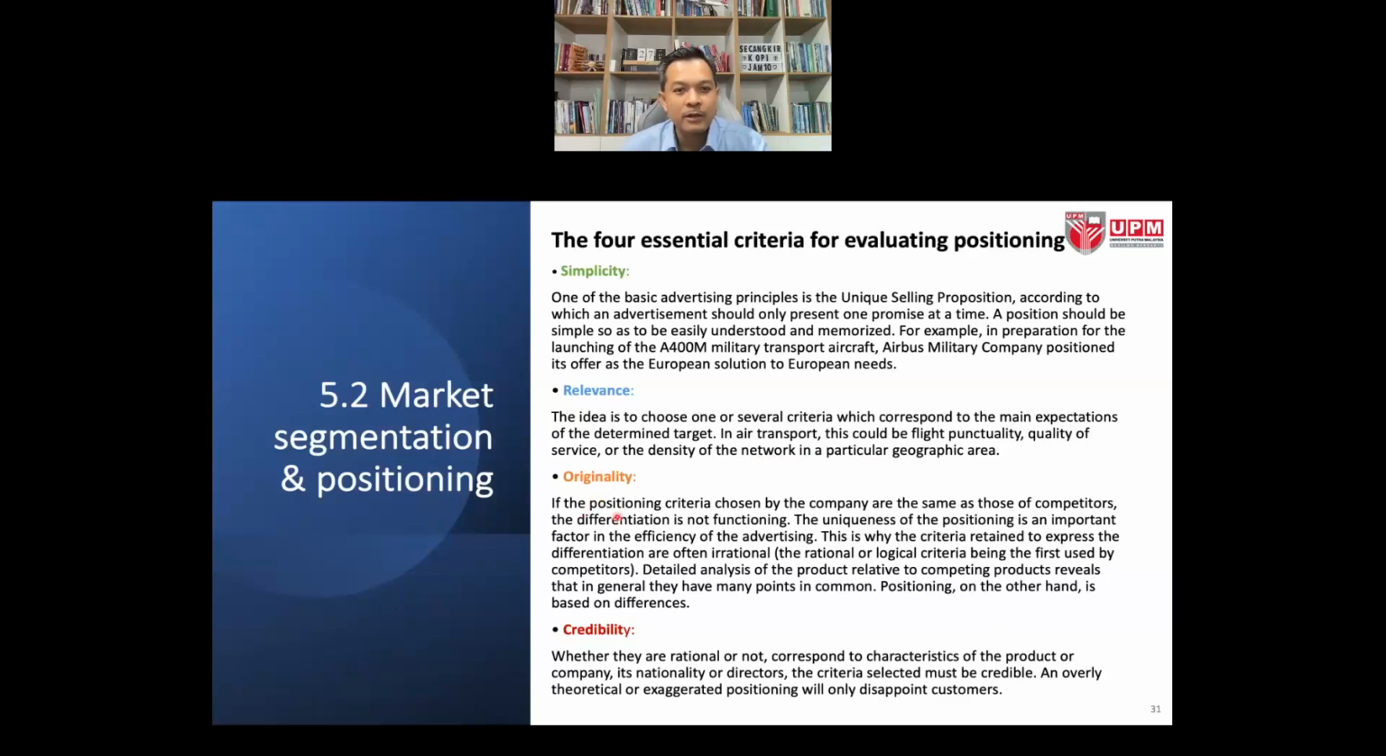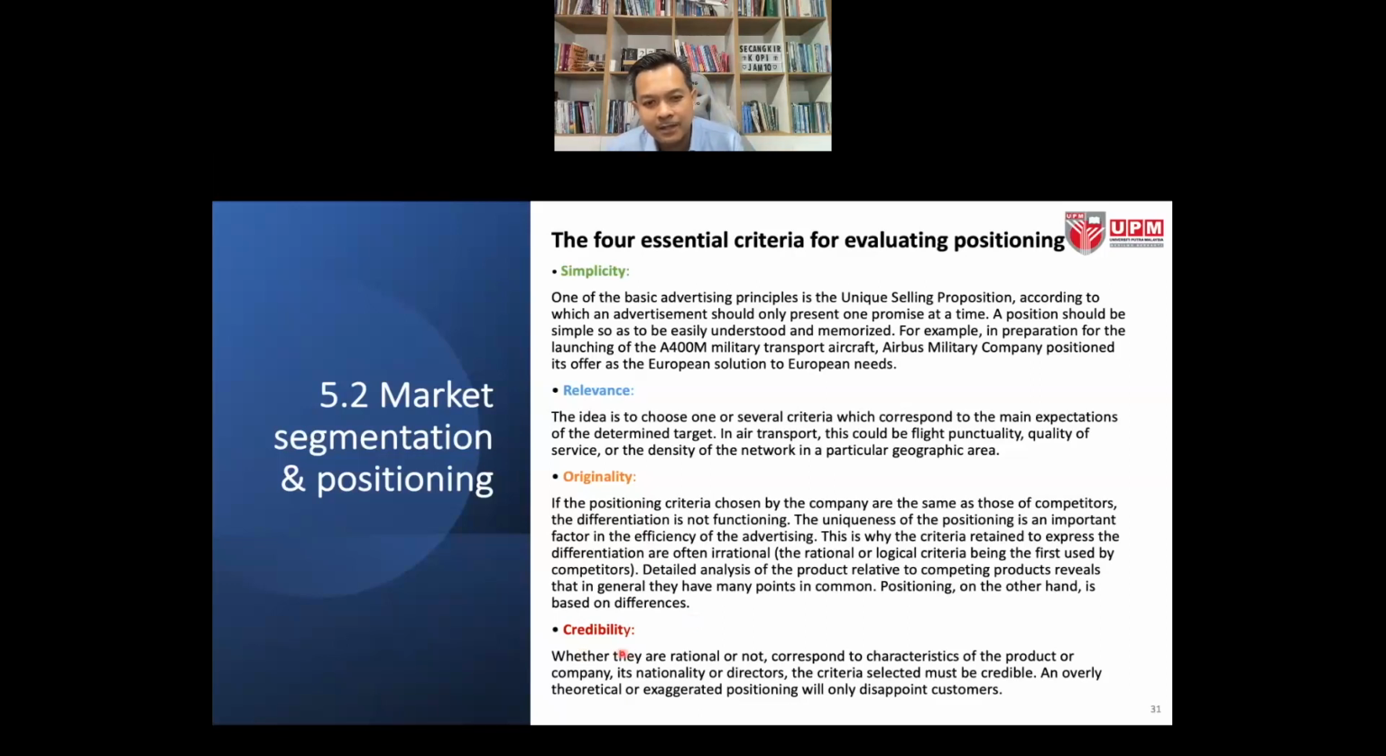How about originality? So if the positioning criteria chosen by the company are the same as those of competitors, the differentiation is not functioning. So the uniqueness of the positioning is an important factor. So you have to find the originality in terms of doing the advertising. So this is why the criteria retained to express the differentiation are often irrational. The rational or logical criteria being used by competitors. Detailed analysis of the product relative to the competing products reveal that in general they may have many points in common. Positioning on the other hand is based on differences. So you have to find your uniqueness. The airline themselves have to find uniqueness.